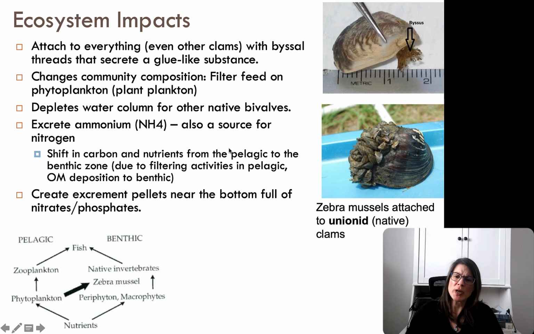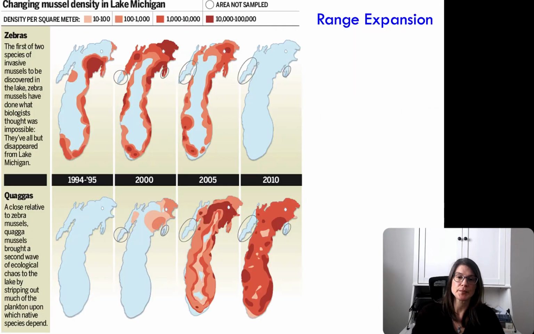It also does some weird things that actually has an effect of shifting carbon and nutrients from the pelagic, that is the water column, to the benthic zone, where it deposits organic matter in the form of its excrement. So that changes the ecosystem quite a bit.